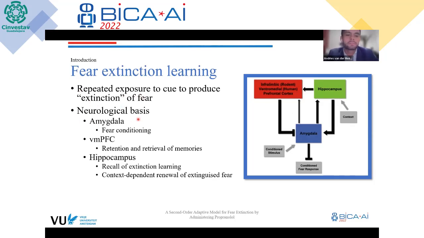And the neurological basis behind it is that we have the amygdala, the ventral medial prefrontal cortex, and the hippocampus, where the amygdala is involved in fear conditioning by a conditioned stimulus, which leads to a conditioned fear response. Then the ventral medial prefrontal cortex is mostly involved with retention and retrieval of memories. And the hippocampus is involved in the recall of extinction learning, but also the context-dependent renewal of extinguished fear.